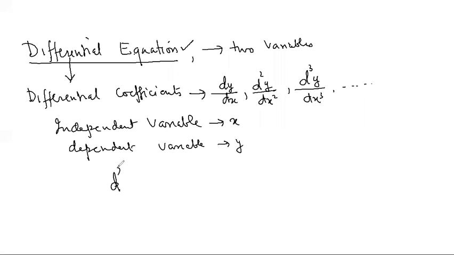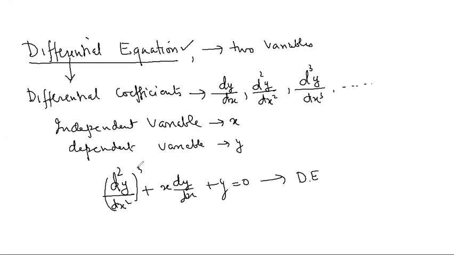Look at this. d square y by dx square plus x dy by dx plus y equal to 0. This is a differential equation. Is it clear to you? You can also have some powers, like you have a power cube here, you can have a power square here, still it's a differential equation.